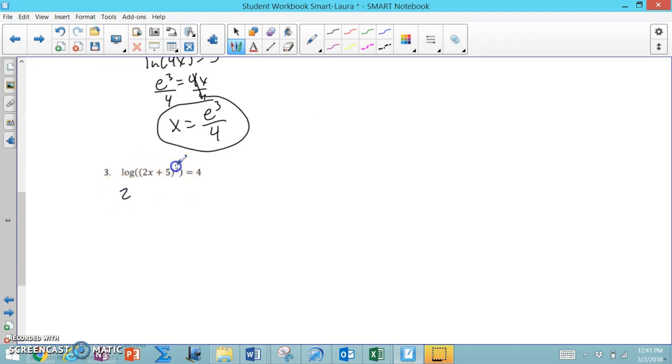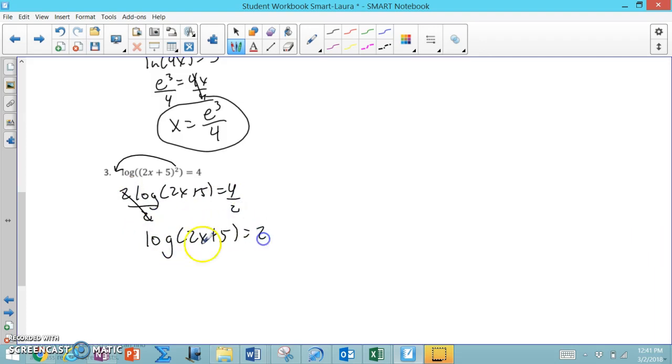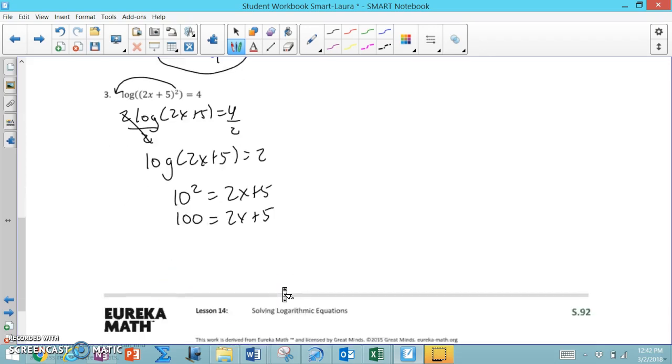Next one, again, I would move that 2 to the front. 2 log of 2x plus 5 equals 4, divide by 2. I'm doing these quickly just because you should have already done them. And we're just checking our work. Again, it's a regular common log, so 10 squared equals 2x plus 5. 100 equals 2x plus 5. I'm going to subtract 5 from both sides. I get 95 equals 2x. Divide by 2. So it is okay to get fractions or decimals. I get 95 over 2. And if I plug that in, I would end up with a positive. So that is okay.